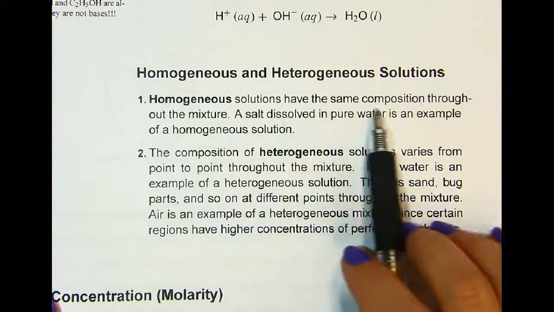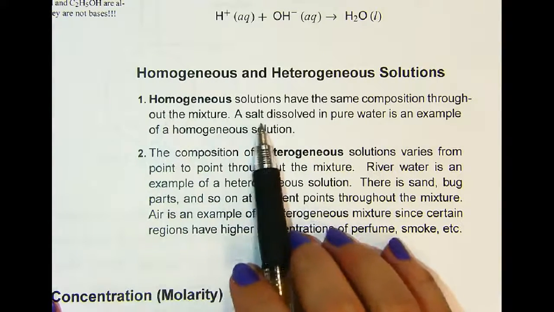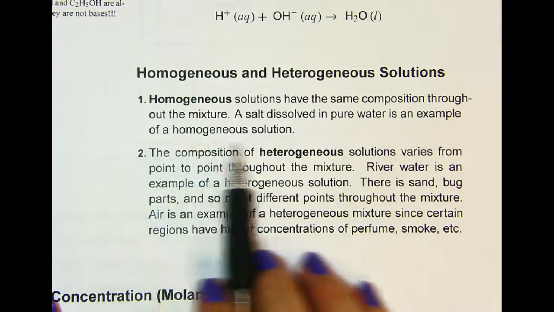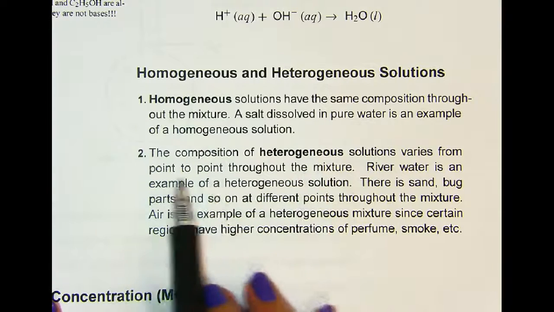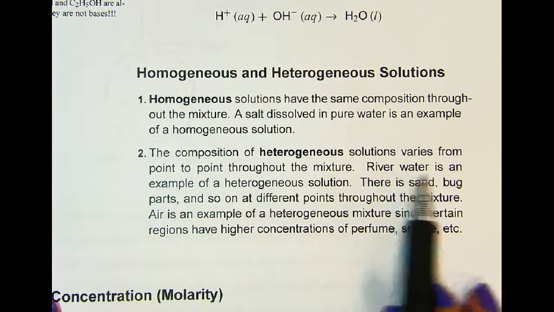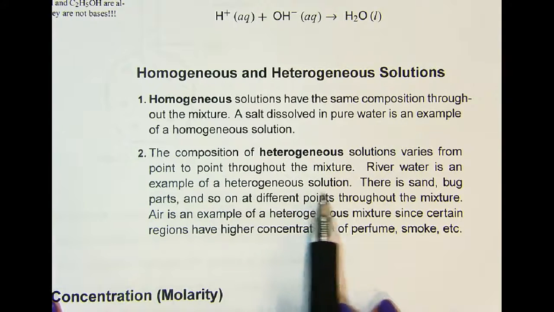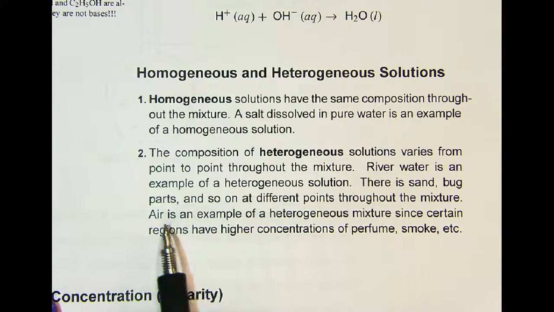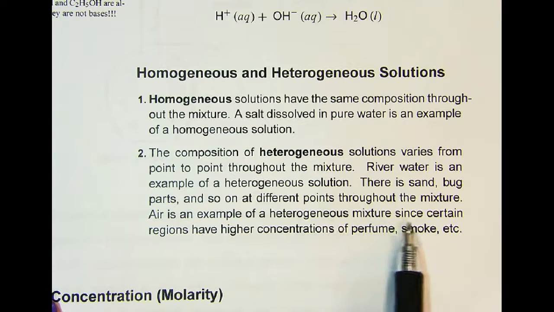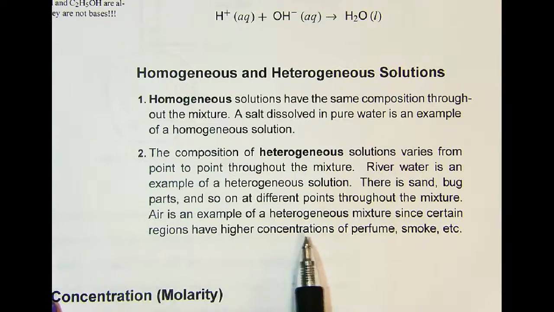Homogeneous solutions have the same composition throughout the mixture. A salt dissolved in pure water is an example of a homogeneous solution. The composition of heterogeneous solutions varies from point to point throughout the mixture. River water is an example of a heterogeneous solution. There is sand, bug parts, and so on at different points throughout the mixture. Air is an example of a heterogeneous mixture since certain regions have higher concentrations of perfume, smoke, etc.